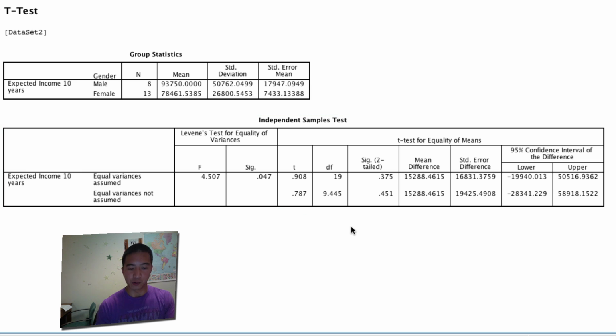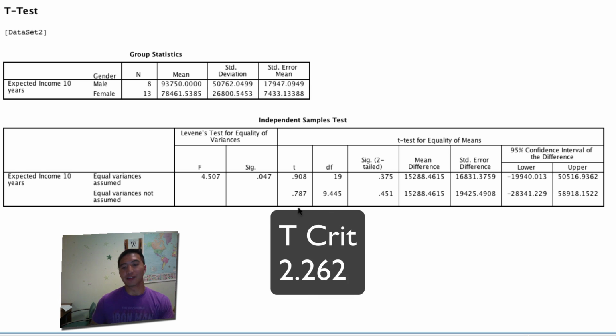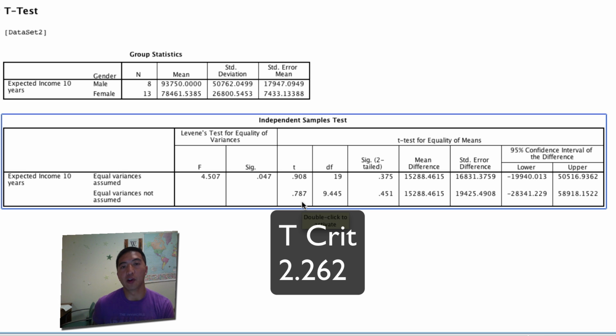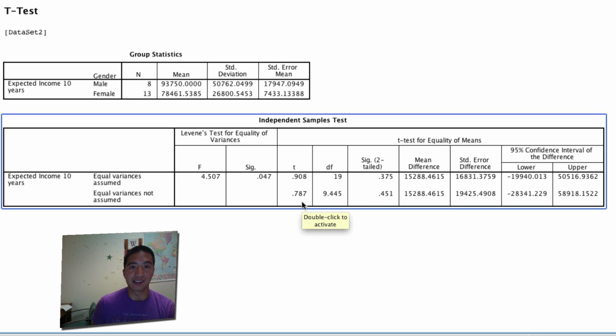0.787 with 9 degrees of freedom. At 9 degrees of freedom, it needs to exceed 2.262. Clearly, 0.787 is lower than that, so there is not a significant relationship between gender and expected income in 10 years.